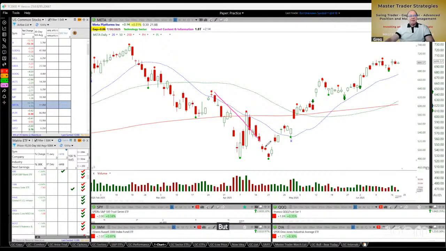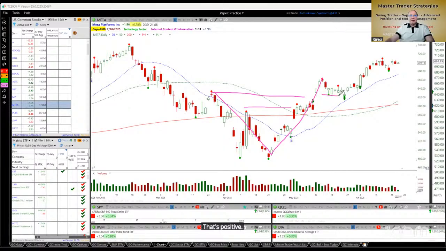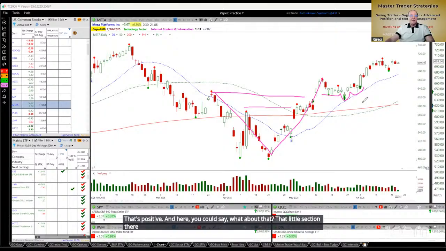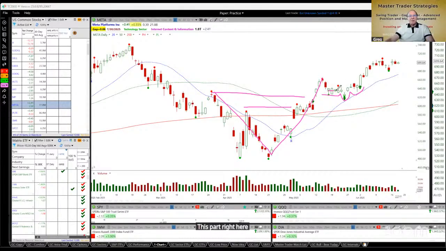But this went down. It had a deep retracement up, and it took out these pivot highs. That's positive. And here you could say, what about that little section there? Could that meet a little head and shoulders kind of a pattern? I would say, yeah. An uptrend, yes. This part right here, I could call it a shakeout. I could call it a head and shoulders. Call it what you want.